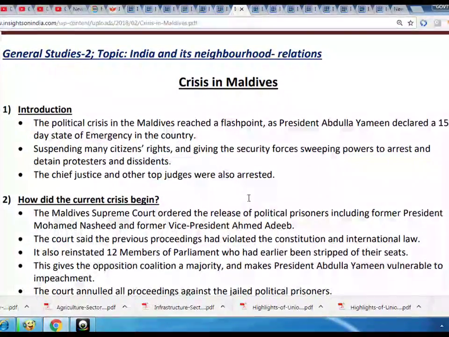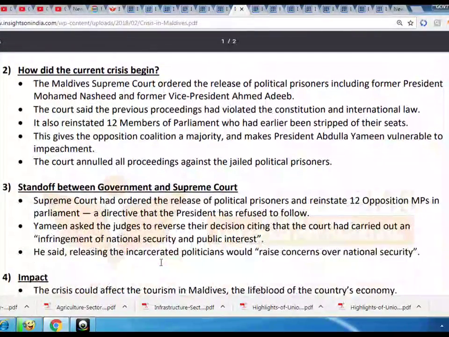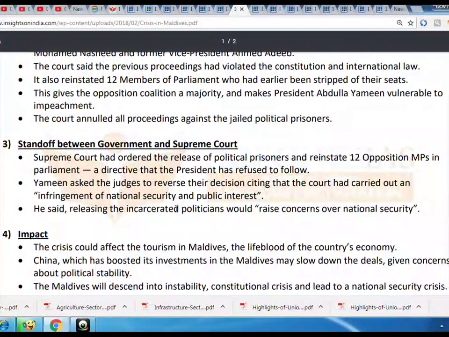How did the current crisis begin? The Maldives Supreme Court ordered the release of political prisoners, including former President Mohamed Nasheed and former Vice President Ahmed Adeeb. The court said the previous proceedings had violated the Constitution and international law. It also reinstated 12 members of parliament who had earlier been stripped of their seats. This gives the opposition coalition a majority and makes President Abdullah Yameen vulnerable to impeachment. The court annulled all proceedings against the jailed political prisoners.